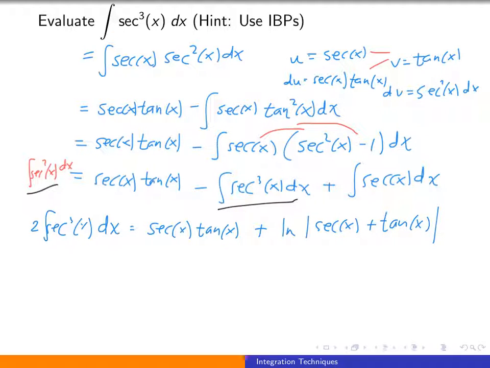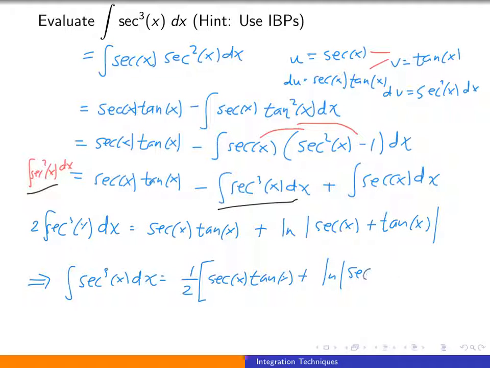And then the last step is going to be to isolate that antiderivative of secant cubed. So multiply both sides by 1/2. So 1/2 times the quantity, secant tangent, plus natural log absolute value secant plus tangent. And then of course this is an indefinite integral, so we make sure to include our plus C.